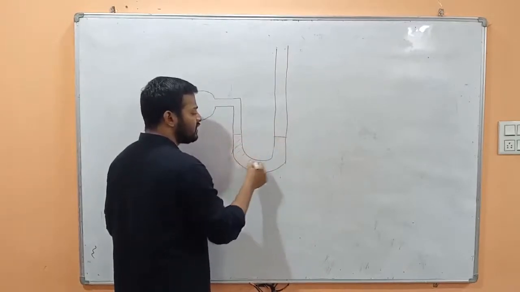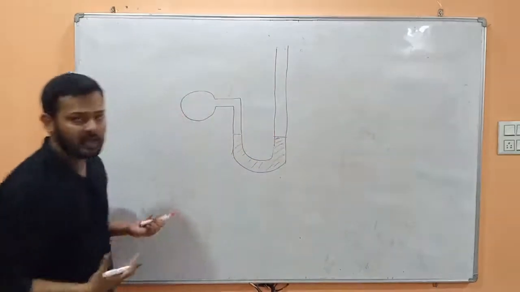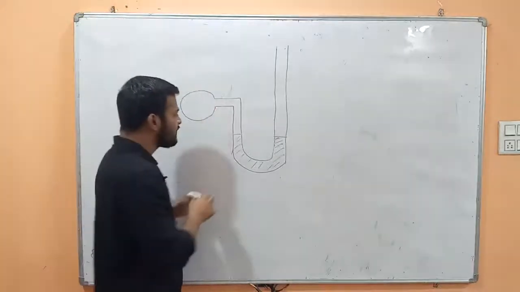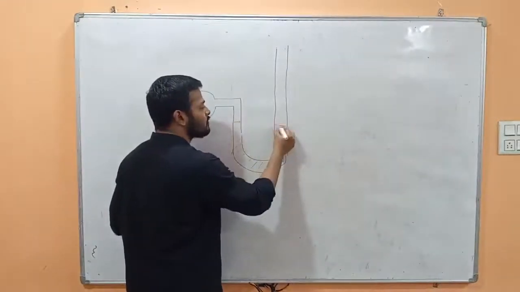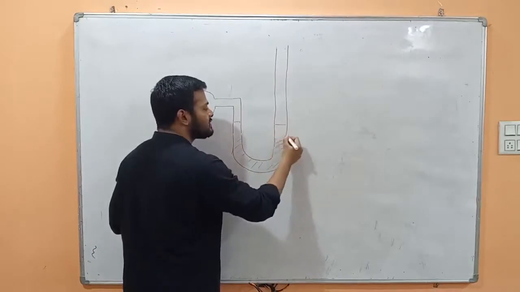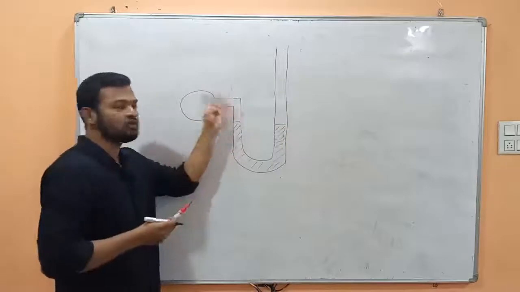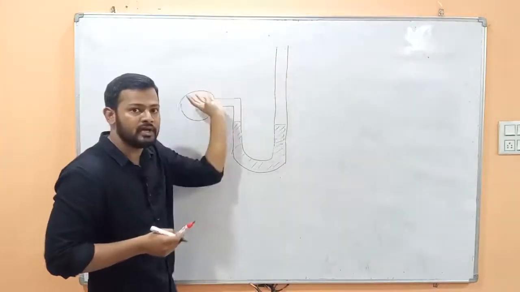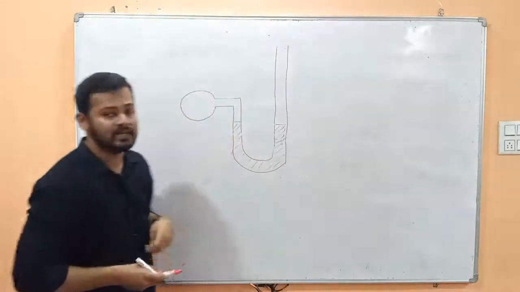which is initially balanced on both the sides. If you have not connected it to anything, this mercury is balanced on both the sides. So the level of mercury will be the same on both the sides, because on the left side it is open to the atmospheric air, and on the right side it is also open to the atmospheric air. So these levels of mercury will be balanced initially.